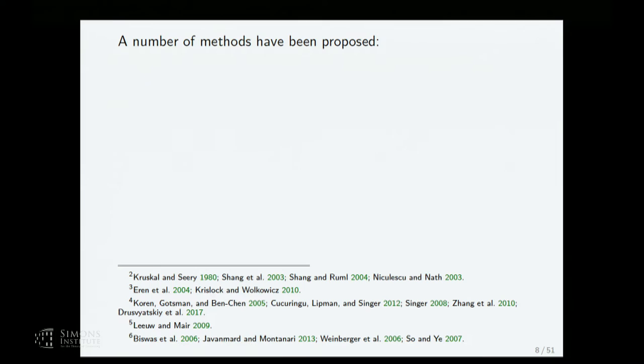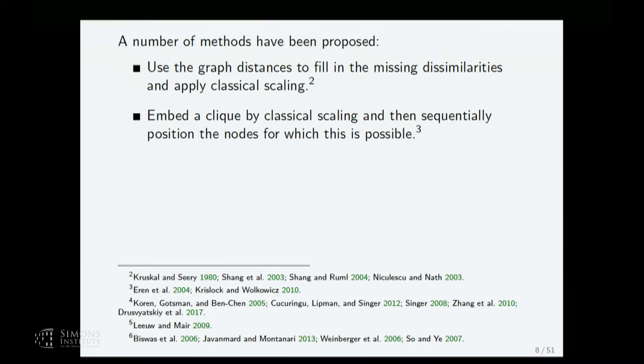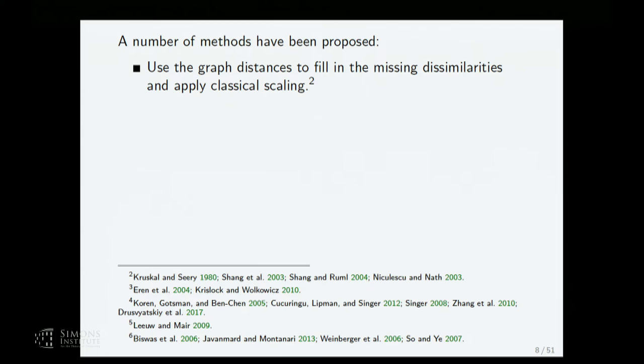A number of actual algorithms, beyond answering the question yes or no, is the graph realizable? Actual methods have been suggested for embedding the graph and trying to realize it. So one of them, the one I'm going to talk about more today, is based on using graph distances to fill in the matrix of dissimilarities. All of those have been known for quite a while. I'm going to say a bit more about this one shortly. It's the one that underlies ISOMAP, the famous method for manifold learning. But in fact, it was first suggested at least as early as 1980 as a method for Euclidean distance matrix completion, or let me call it graph drawing. Okay. So that's one class of methods.